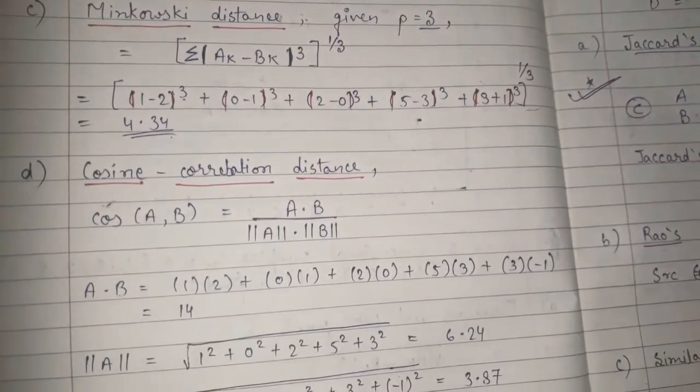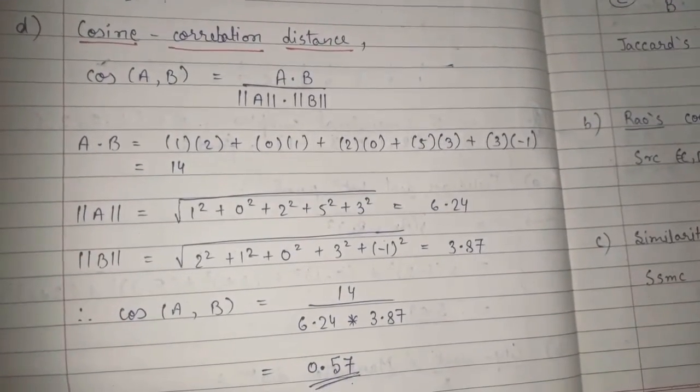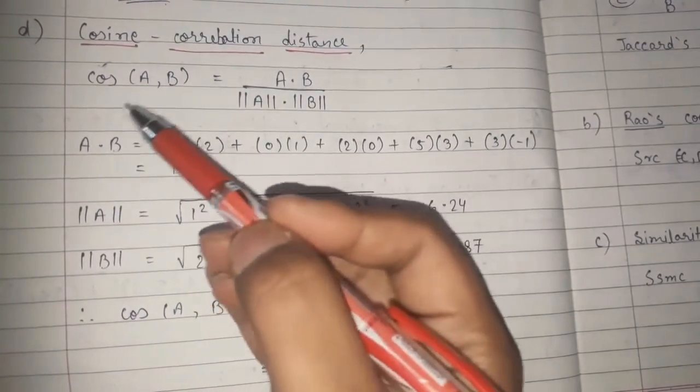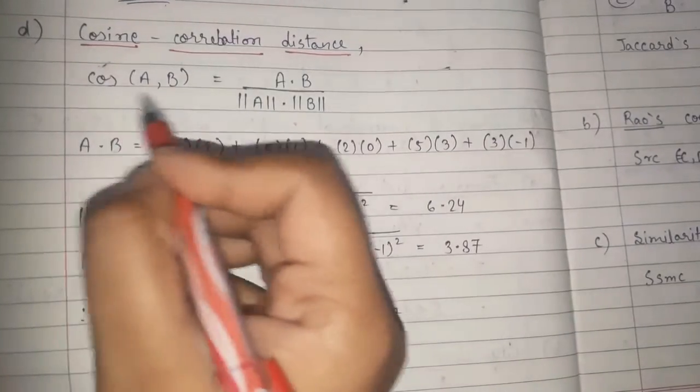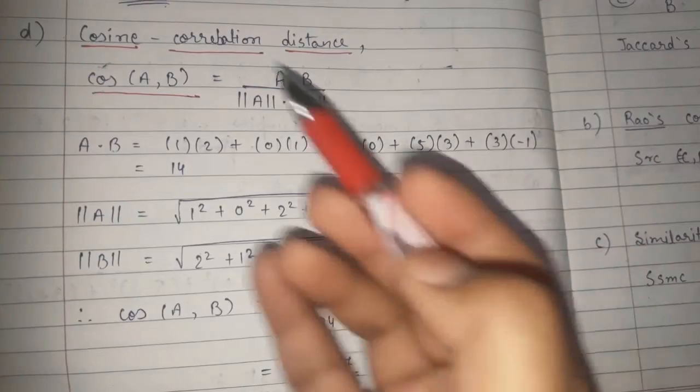Now the last one is finding out cosine correlation distance. So how will we find out cosine correlation distance? The formula is cos of AB is equal to this. This whole thing is known as cosine correlation distance. So what is the formula?